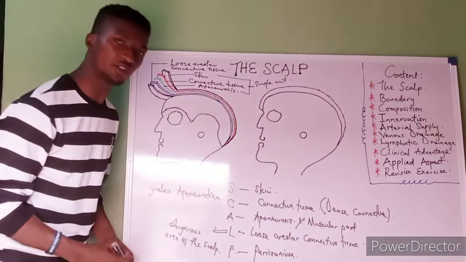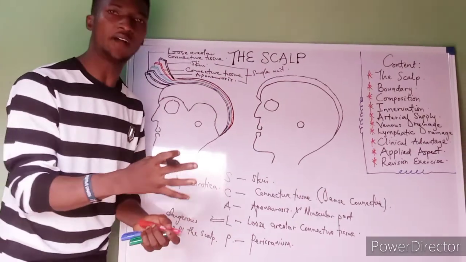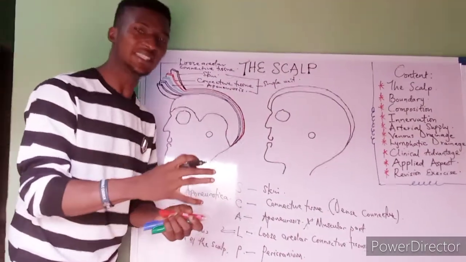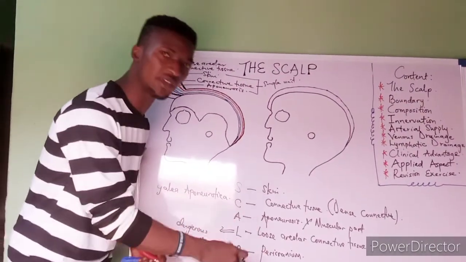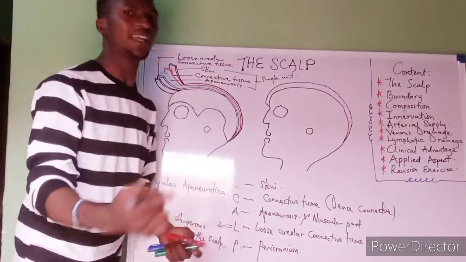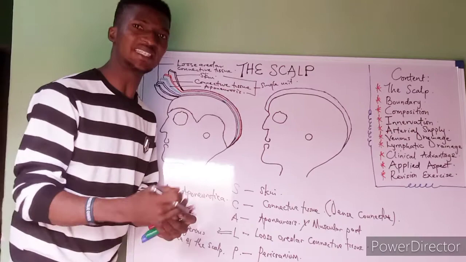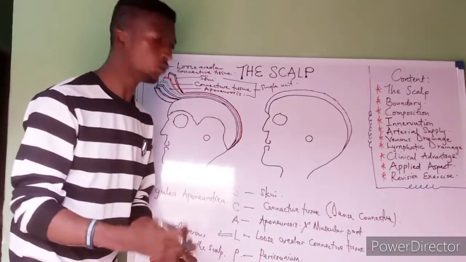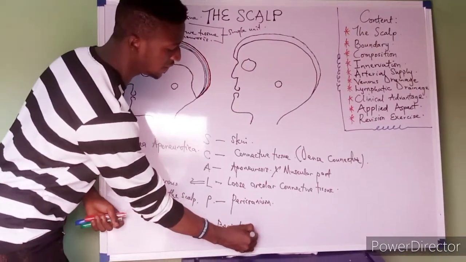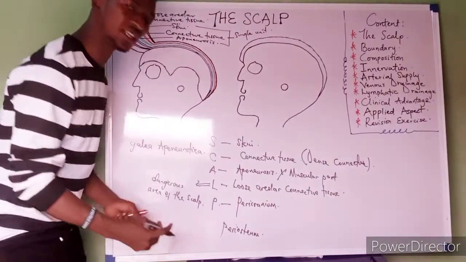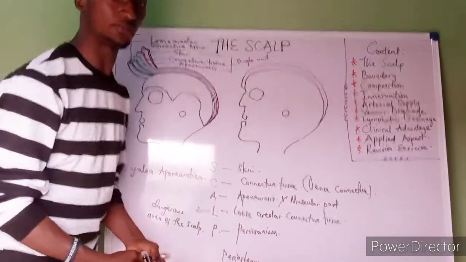When we talk about the pericranium, it is a sleeve of fiber that is attached to the cranial bone. That is why it's called a pericranium. Do not forget that in osteology of the bones, we have a sleeve around the bones which we refer to as periosteum. So in this case, the bone specifically referred to here is the cranium. That is why it's called the pericranium.